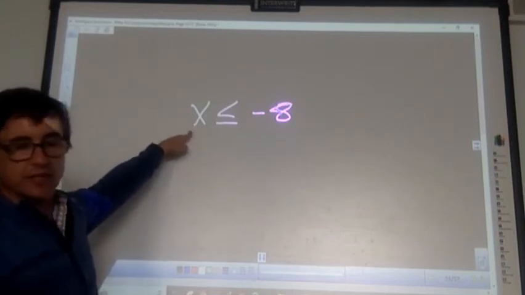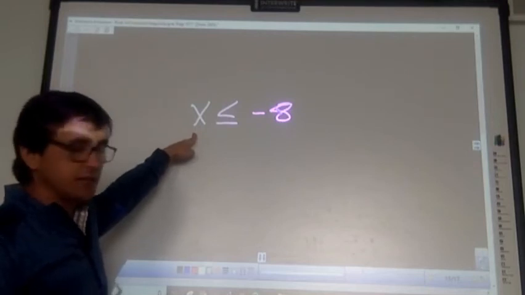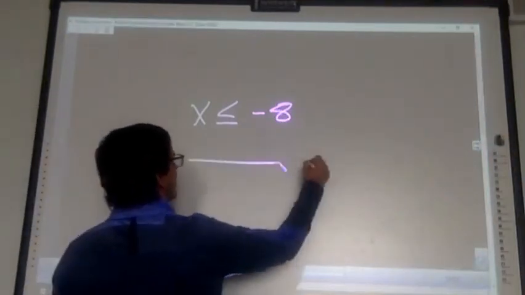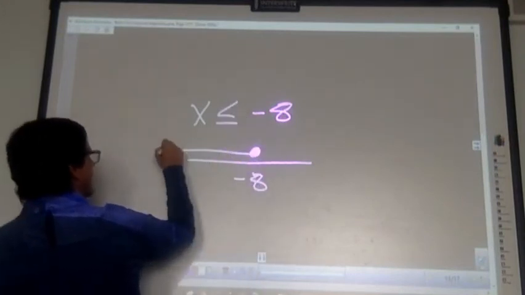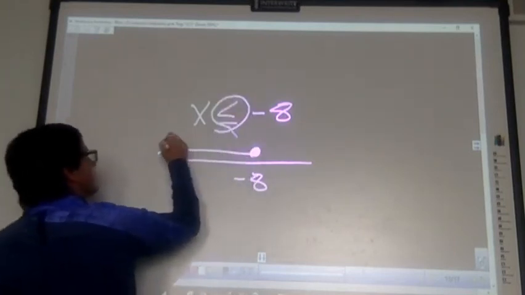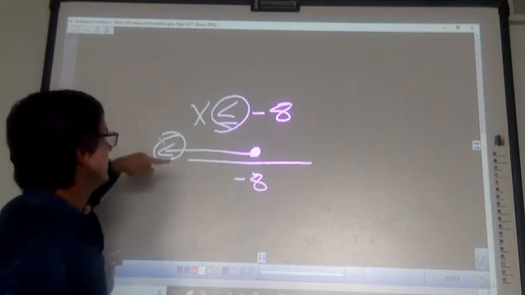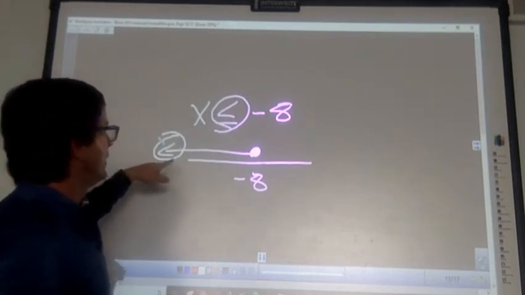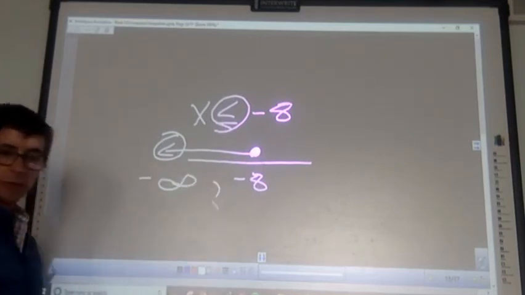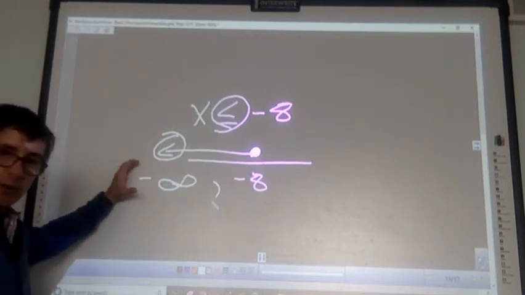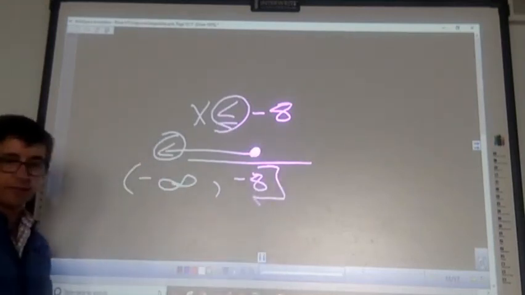I personally think it's easier to see the graph and develop the interval notation from the graph. Once you get used to it, you won't need to do that. But I'm just going to graph this real quick, close dot. It's less than, so the arrow goes to the left. Arrow and inequality face the same way as long as the variable is on the left. Okay, so this over here is negative infinity. All you got to do is put the comma, always parenthesis at infinity, bracket at -8.